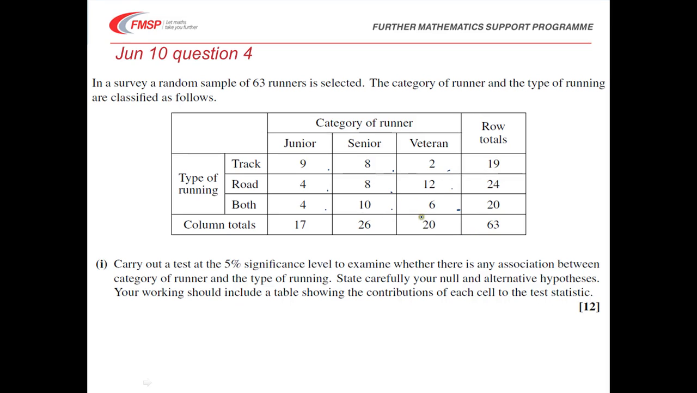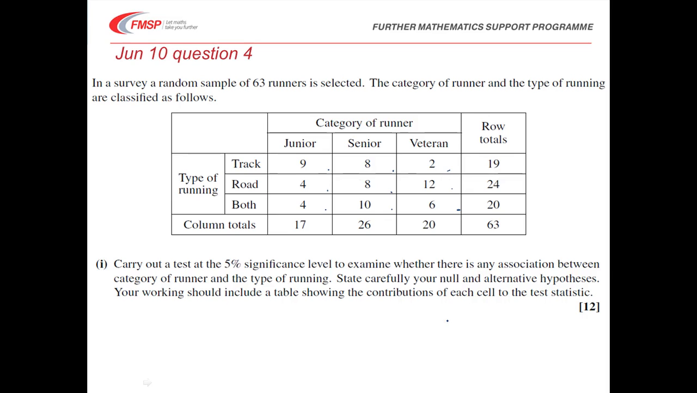And we are required to carry out a 5% significance level test to examine whether there is an association between category of runner and type of running, stating carefully null and alternative hypotheses. Okay, and we should have tables showing contributions. So they're specifically asking you here for tables of contributions, because again, the question is going to demand us talk about them a bit later on.